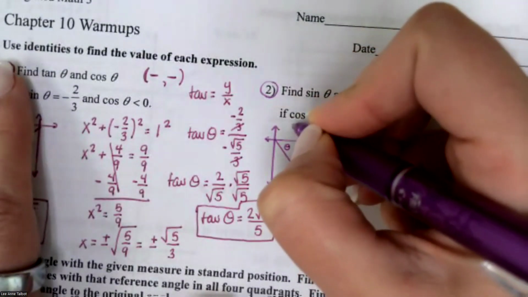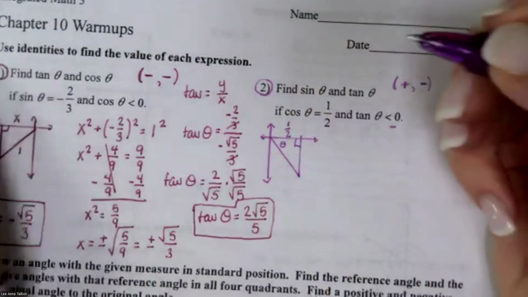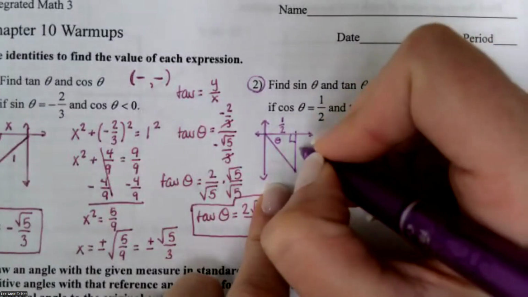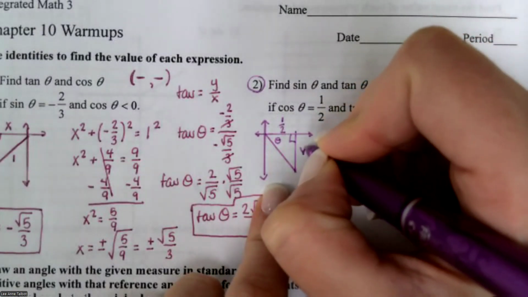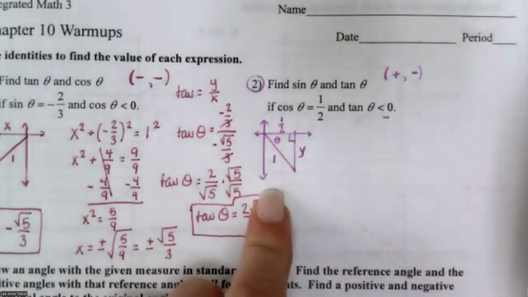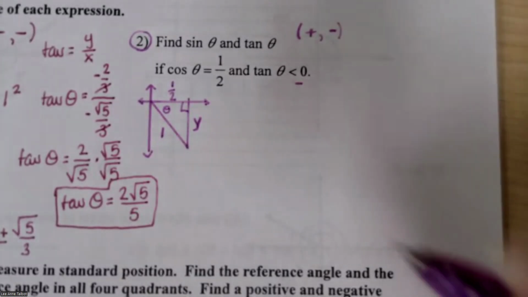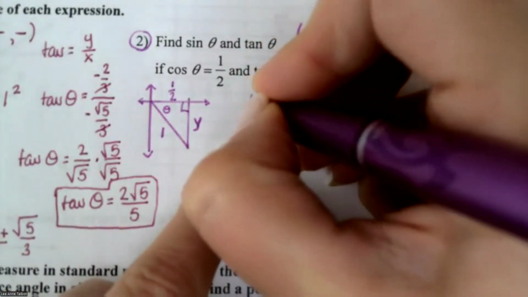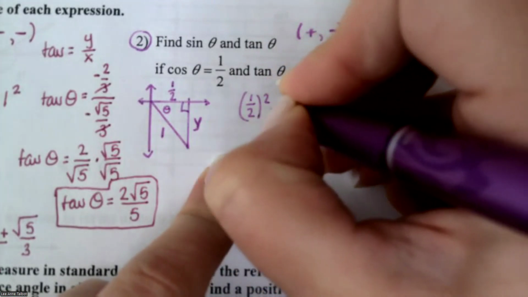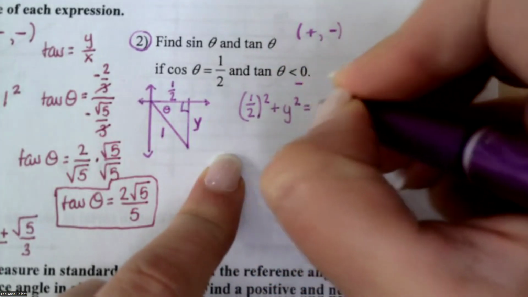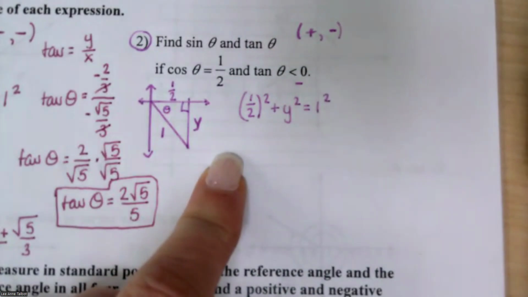Okay, and then cosine is 1/2. Sine is what we're solving for. Hypotenuse is what? Okay. 1/2 squared plus y squared equals 1 squared.